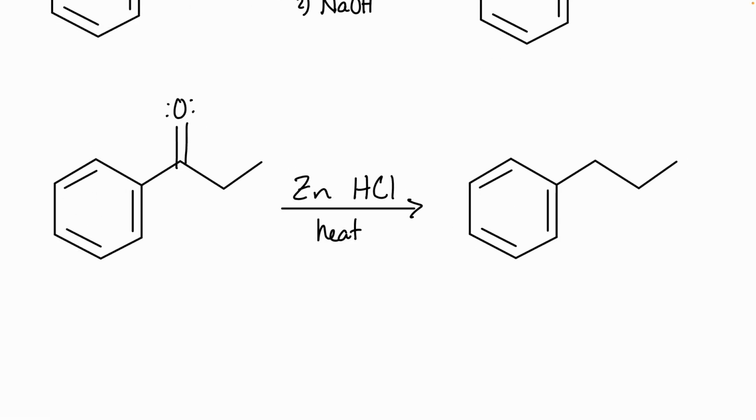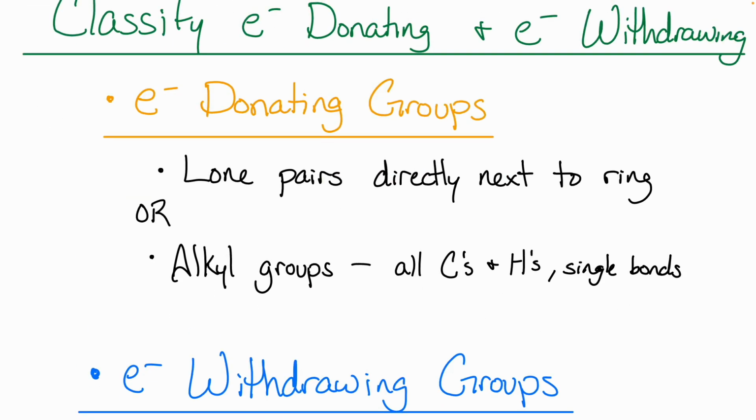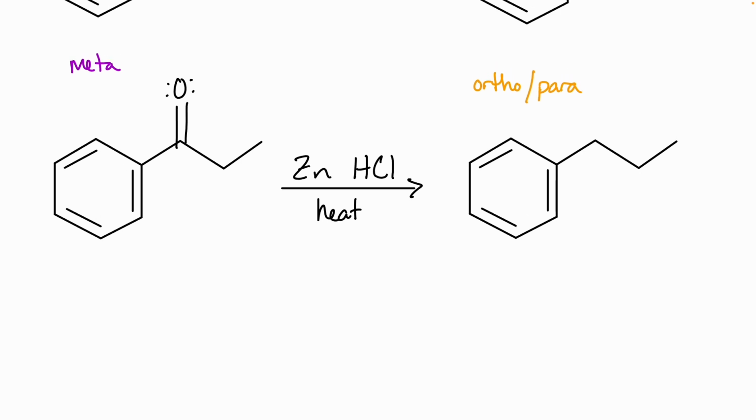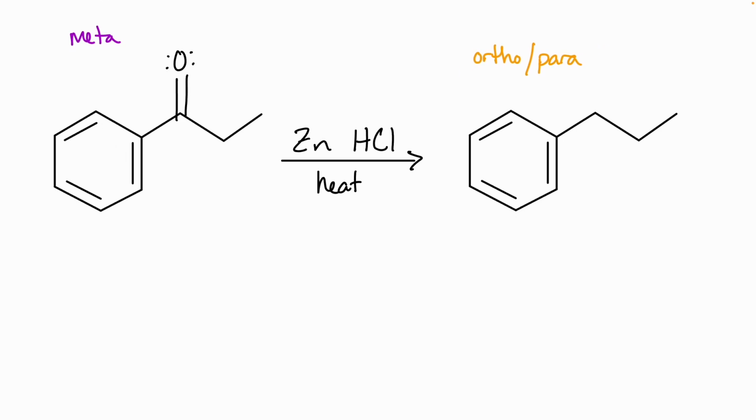All right. But importantly, again, if we go through and we classify here, this group, our acyl group, we classified as what? Ortho-para or meta-directing? Meta. And what about these alkyl groups over here? Ortho-para. That was our second category of ortho-para directors, those alkyl groups. So again, I've converted my meta-director into this ortho-para director.